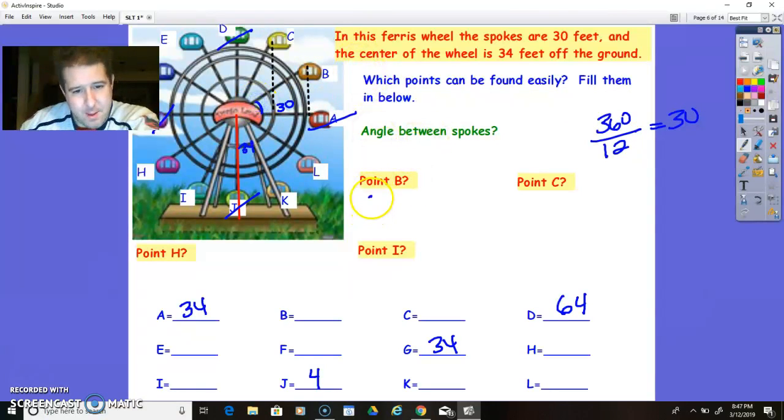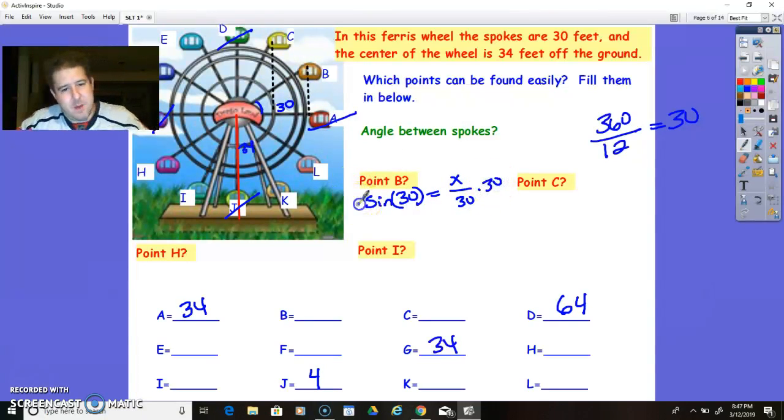So then to find B, you're going to do sine of 30 is equal to x over the radius, which is 30. Multiply both sides by 30. 30 times sine of 30 is 15. So if it's 15 plus the center height of 34, it means it adds up to 49. B is 49. And if B is 49, then so is F is 49.